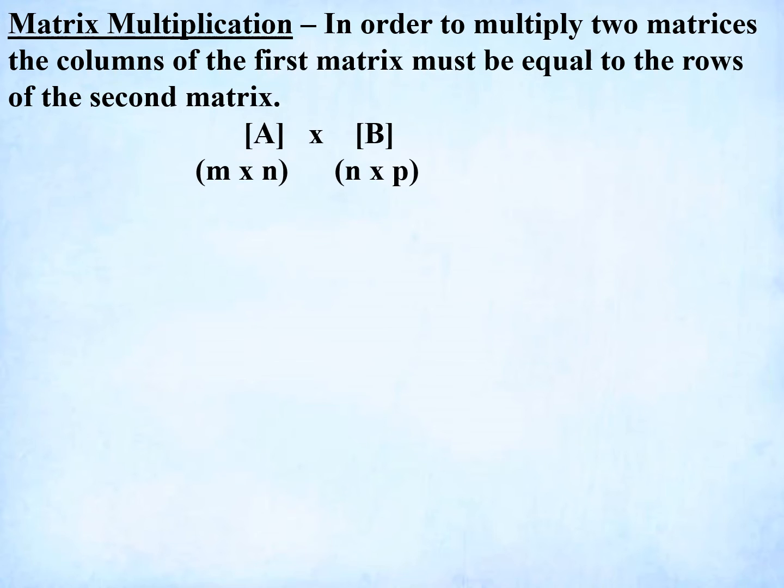So let's move on to matrix multiplication. In order to multiply two matrices, the columns of the first matrix must be equal to the rows of the second matrix. Suppose we have matrix A to be multiplied to matrix B. As you can see here, we have the order of matrix A, which is m times n, or m by n, and the order of matrix B, which is n by p. In order to foresee the order of the product of these two matrices, it is m by p.